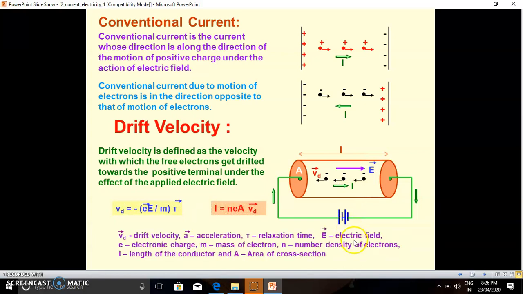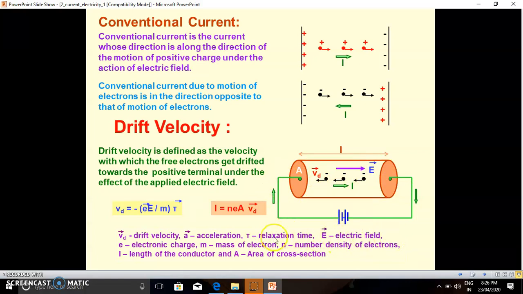So once again I want to repeat what the relaxation time is. You have to write down this definition. I have not given this definition in this PPT, so you should write it in your notes. So what is the relaxation time? It is the time taken by the negatively charged electron between two successive collisions with positively charged particles. This is called relaxation time.